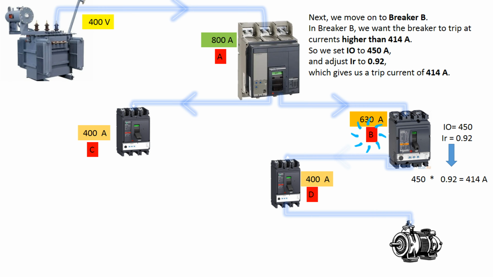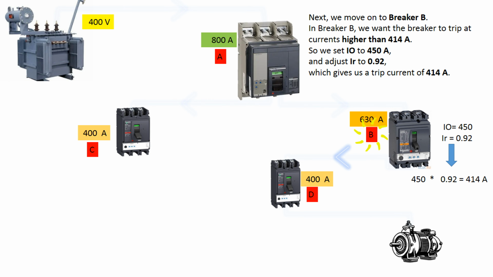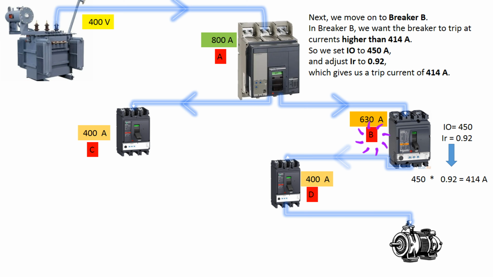After that, we move on to breaker B. In breaker B, we want the breaker to trip at currents above 414 amperes. So, we set IO to 450 amperes. And we adjust IR to 92%. Which gives us a trip current of 414 amperes.